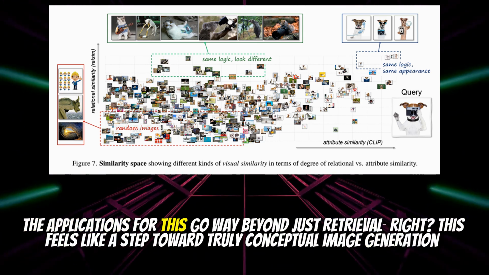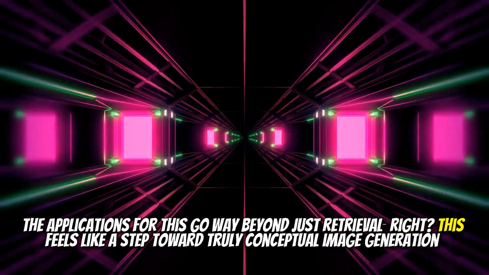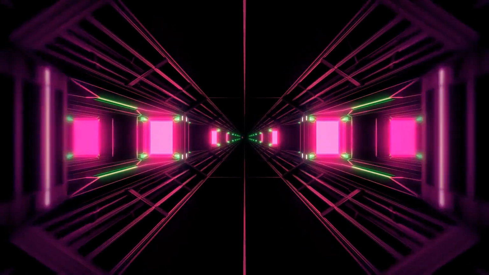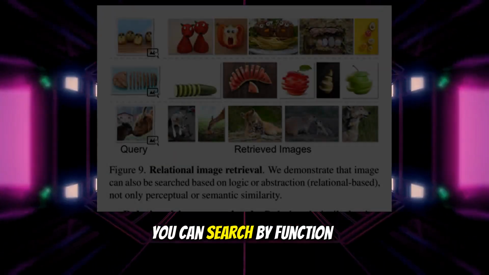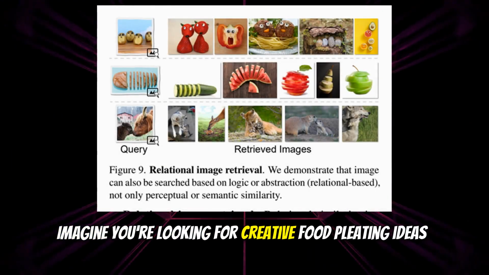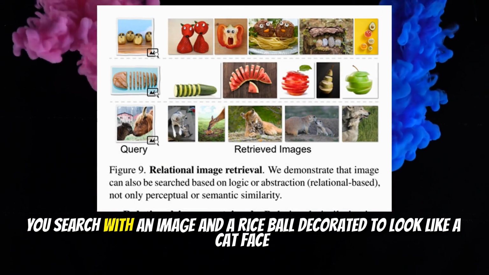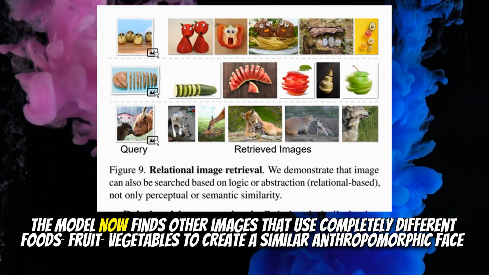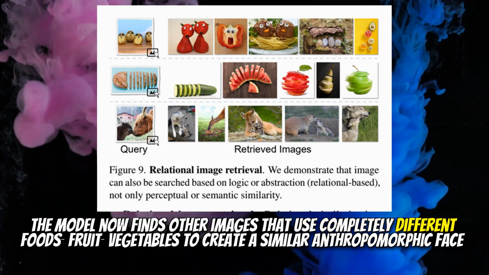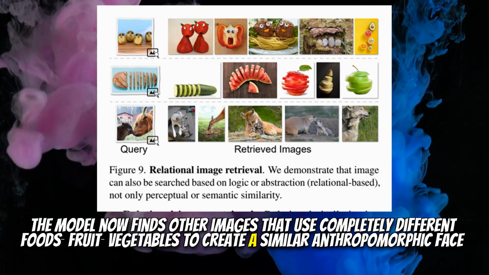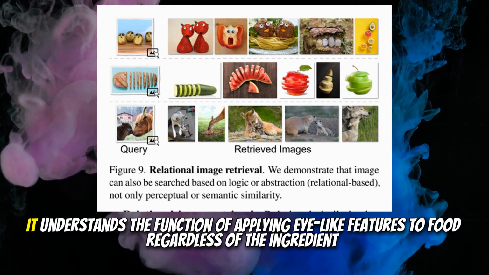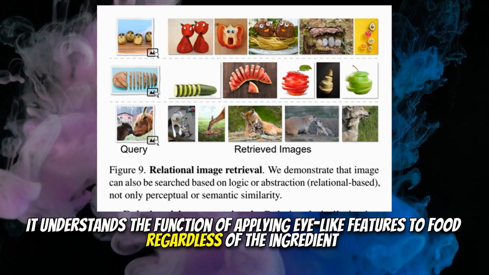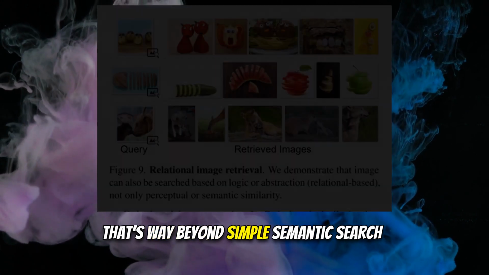The applications for this go way beyond just retrieval, right? Yeah. This feels like a step toward truly conceptual image generation. For sure. Take relational image retrieval. You can search by function. Imagine you're looking for creative food plating ideas. You search with an image of a rice ball decorated to look like a cat face. Okay. The model now finds other images that use completely different foods, fruit, vegetables, to create a similar anthropomorphic face. It understands the function of applying eye-like features to food regardless of the ingredient. That's way beyond simple semantic search.